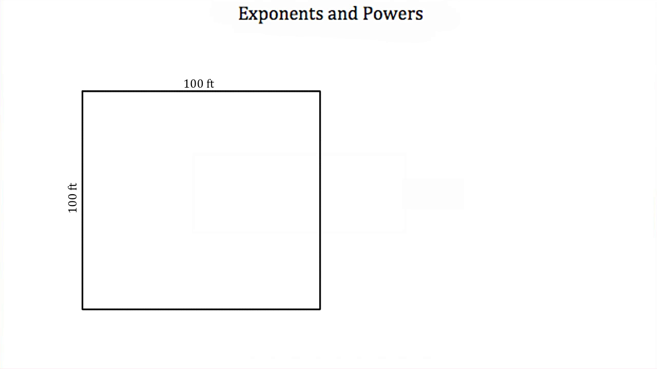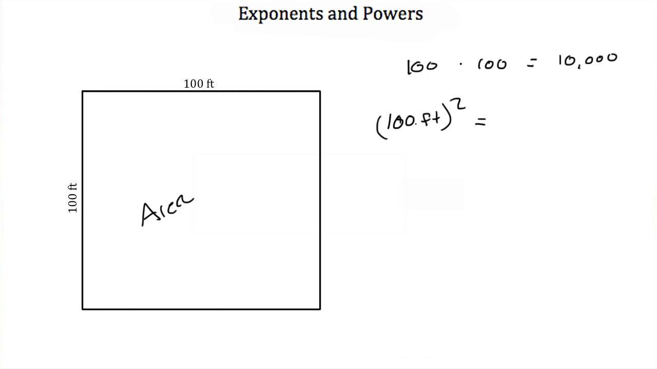There are several geometric applications to powers and exponents. Say I decided to buy a small piece of land that was 100 feet by 100 feet, or 100 feet square. I could figure out the area of my land by multiplying 100 times 100. Or I could say it's 100 feet squared. Well, 100 times 100 is 10,000, or 100 feet squared would be 10,000 square feet.